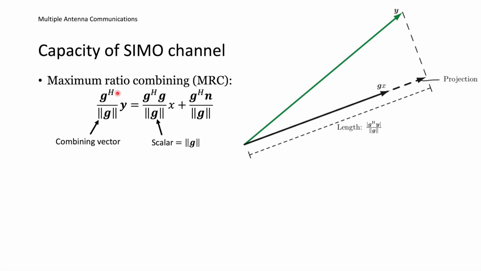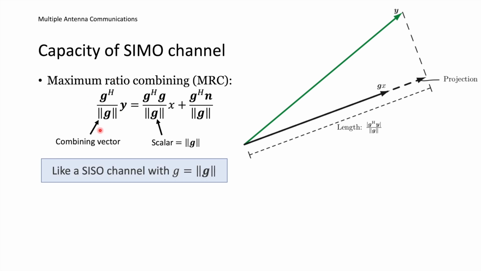This operation that we're doing here is called applying a combining vector. And we notice that we now have a SISO channel because this is a scalar. This is scalar multiplied with our transmitted signal, and this is a scalar noise. So this is precisely as the SISO channel that we had before. It's just that what we called g before, the channel response, has now, after our received combining vector was applied to the received signal, turned into the norm of the channel vector g.